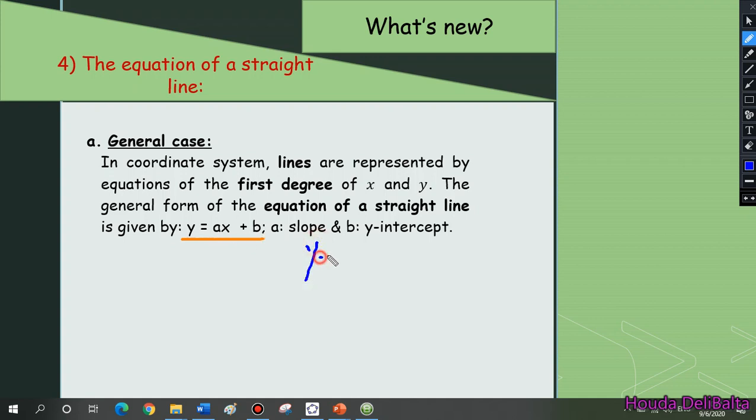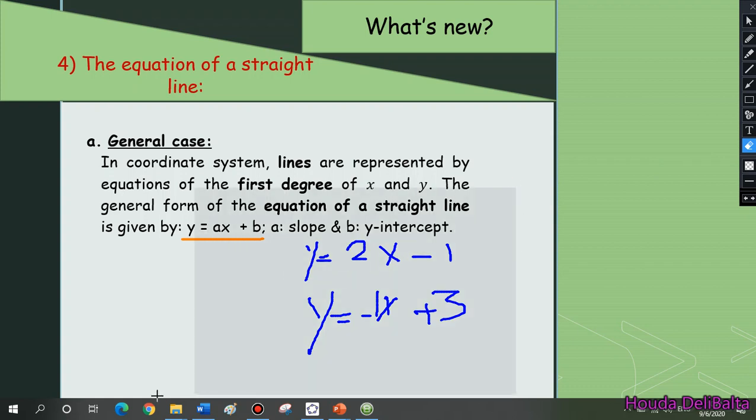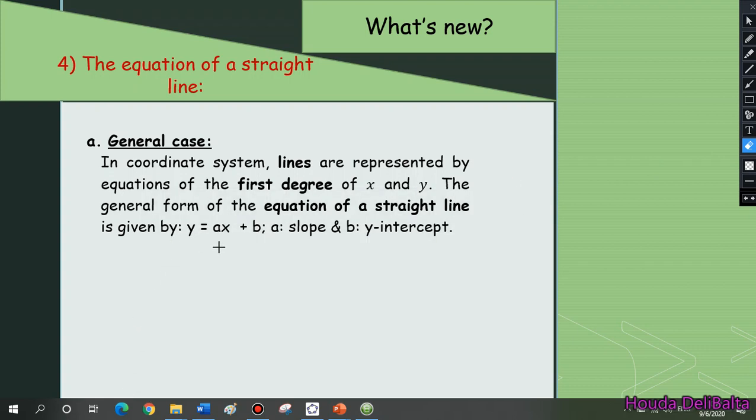For example, we have y equals 2x minus 1. y equals minus x plus 3. Here a is 2 and b is minus 1. Here a is minus 1 and b is 3, and so on. So a and b are real numbers and the only variables are y and x. So as you see, it is a linear relation between y and x, and this is the general form of the equation of the straight line, and that's called the reduced form of the equation of the straight line.